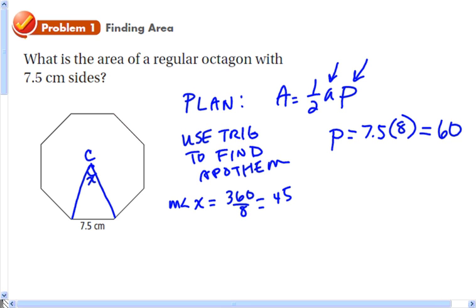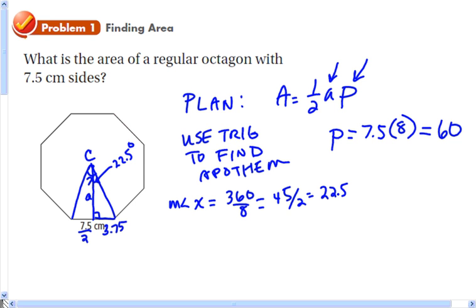Now let's draw the apothem in right there. That's of course a right angle, and if we do that, this angle is bisected, so the measure of that angle is 45 divided by 2, which is 22.5. So that angle is 22.5 degrees. We'll label our apothem A. And we can also find this measurement right here, that shorter leg of that right triangle. That's half of 7.5, which is 3.75.